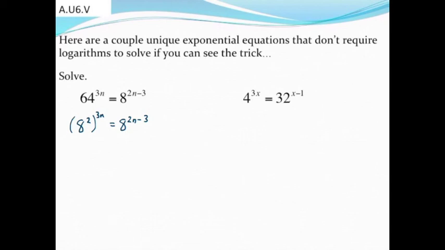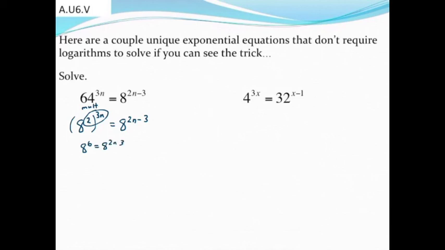Actually, I'm jumping ahead of myself. One thing I want to do before I get rid of my base, let's get these exponents combined right here. So since I have a power raised to a power, let's go ahead and multiply those exponents together. That's what our exponent rules have always been. So I can rewrite that as 8 to the 6n is equal to 8 to the 2n minus 3.